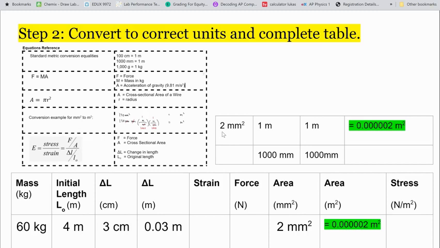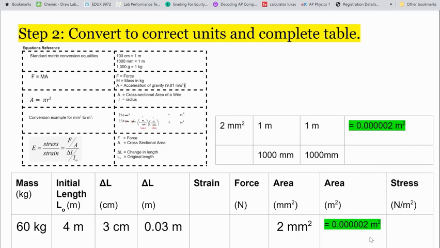So on our calculator, we'll take 2 times 1 times 1, divided by 1,000, and then divided by 1,000 again. And we can see our area in meters squared is a very small value, 0.00002 meters squared.